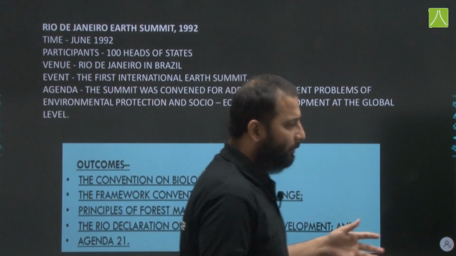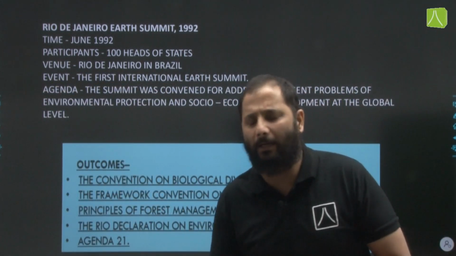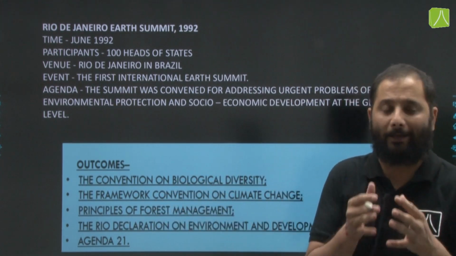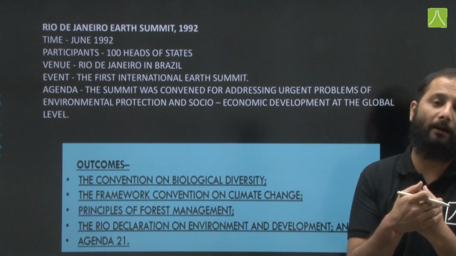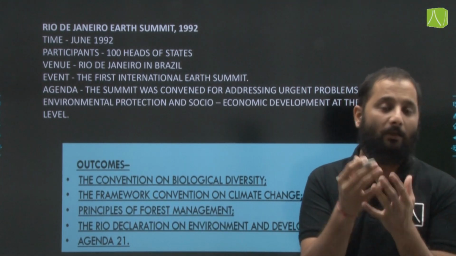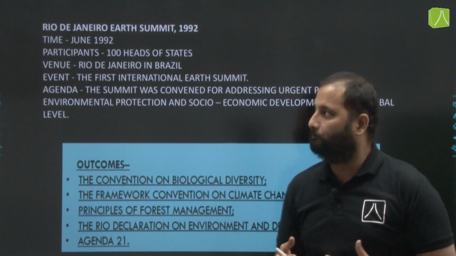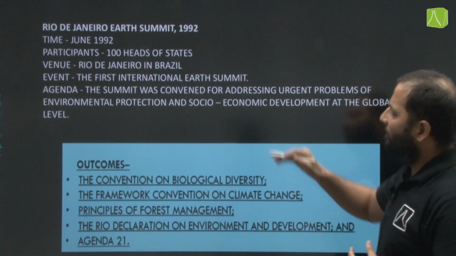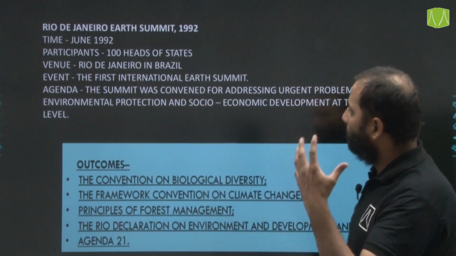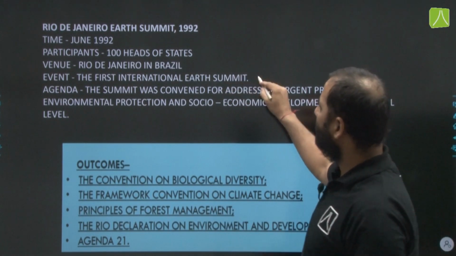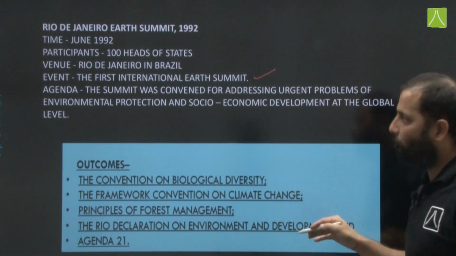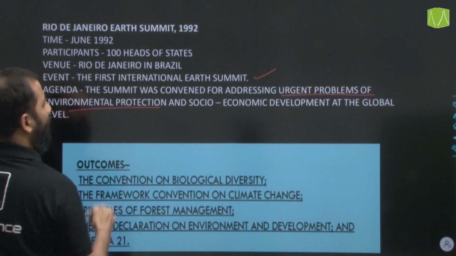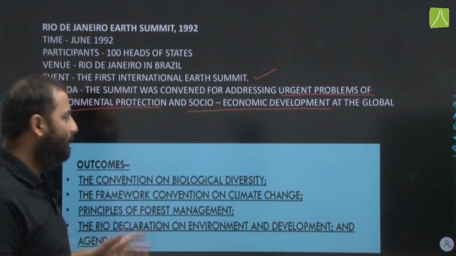to tackle this situation, there was a meeting held in Rio de Janeiro, that is Brazil, where 100 heads of different states actually met and raised their concern about this growing concern related to environmental protection. That is in June 1992, participants were 100 heads of different states. Venue was Rio de Janeiro, Brazil, and it was the first International Earth Summit. Agenda of the summit was addressing urgent problems of environmental protection and socio-economic development at the global level.